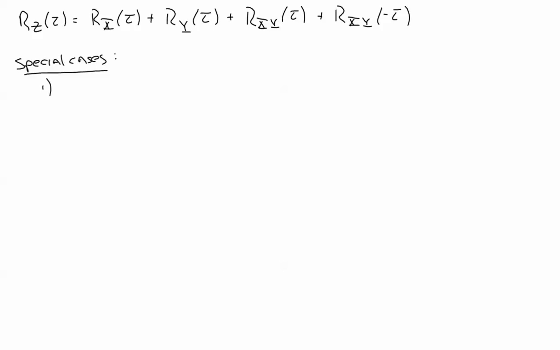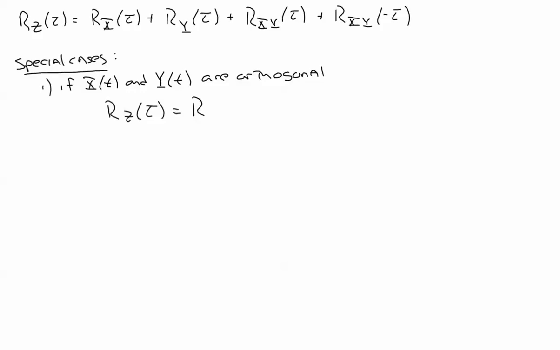One, what if X and Y are orthogonal? That means that their cross correlations are always and everywhere 0. If X and Y are orthogonal, then the autocorrelation of Z is just the sum of autocorrelations.